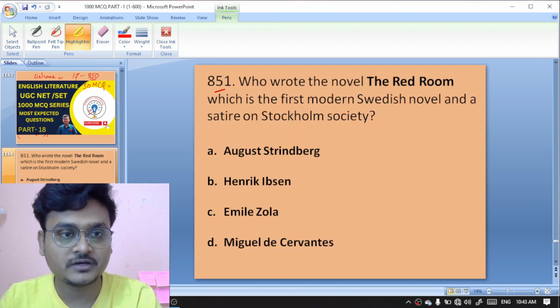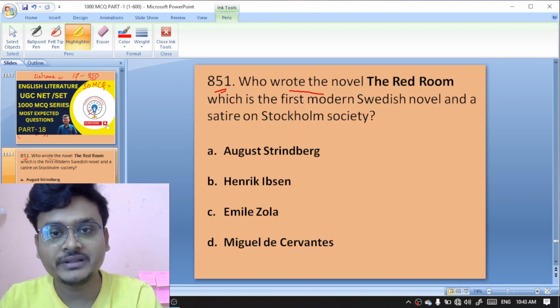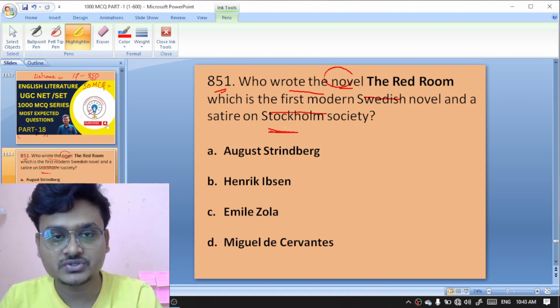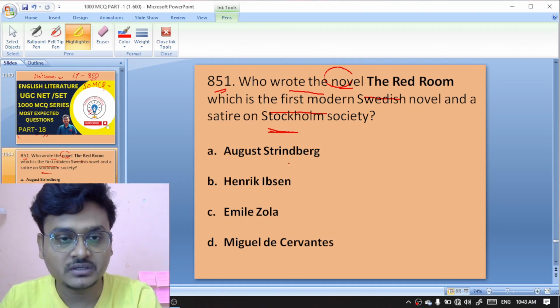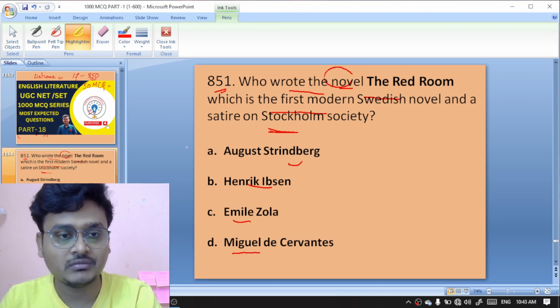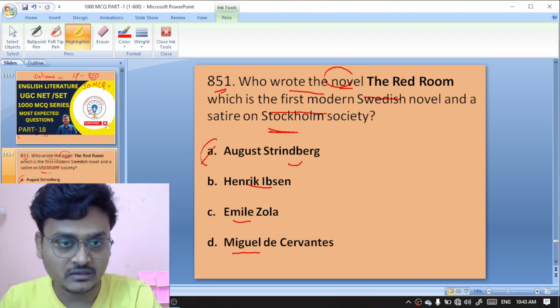The first question says: who wrote the novel The Red Room, which is the first modern Swedish novel and a satire on Stockholm society? So who wrote the novel The Red Room? August Strindberg, Henry Gibson, Emile Zola, Miguel de Cervantes. This work, the novel The Red Room, was written by August Strindberg. So here A is the right option.